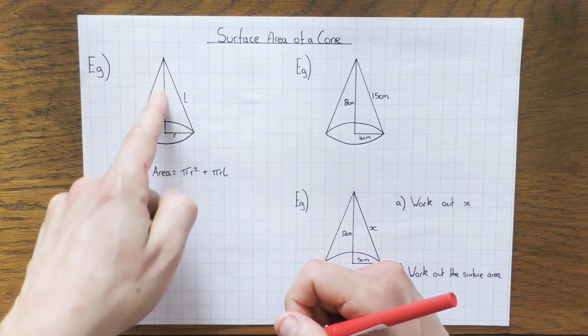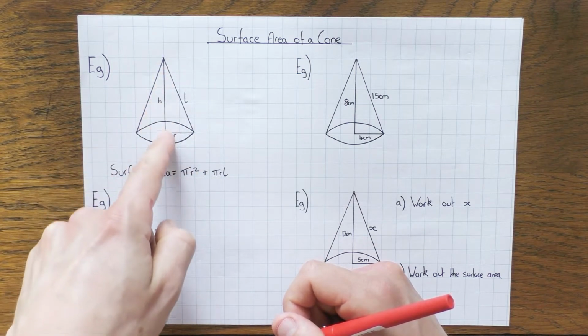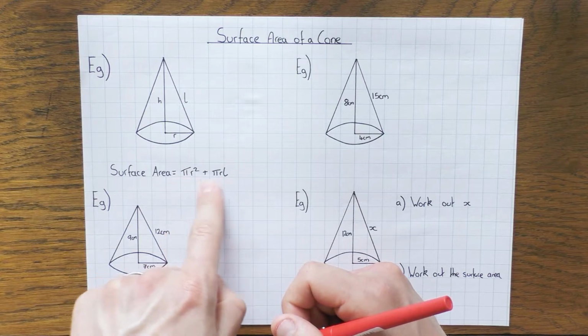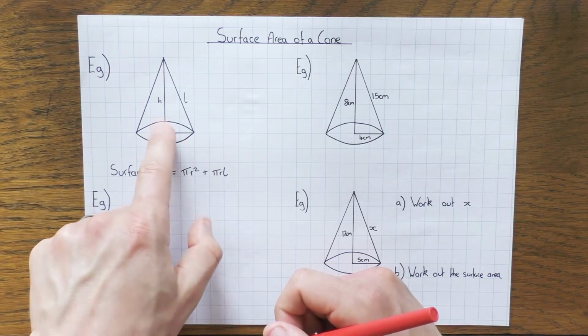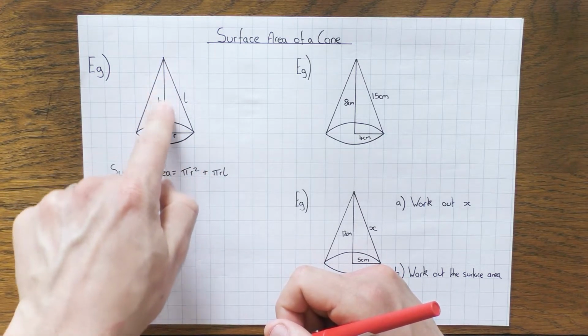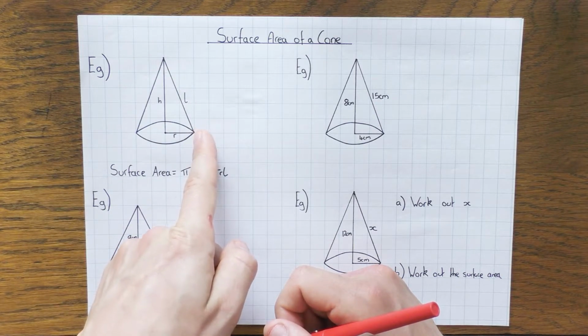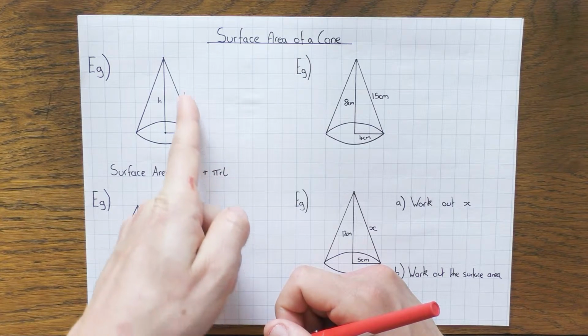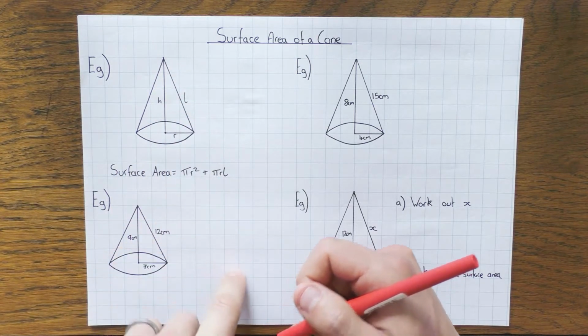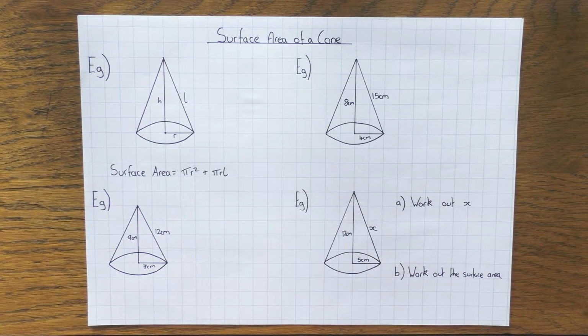Now I've included h here to be the perpendicular height. That's not needed for the formula, but it does come in handy later on, so I just wanted to add that on there as a heads up for later. So that's the perpendicular height, but we'll be using the slanted height here as part of the formula. Okay, so let's have a go at some examples and see what we come up with.